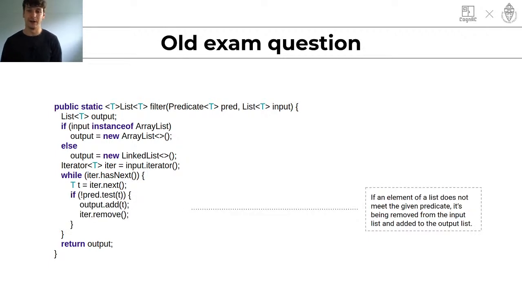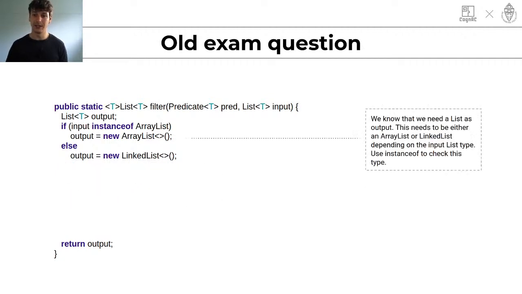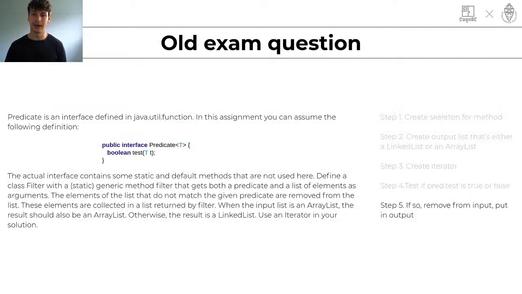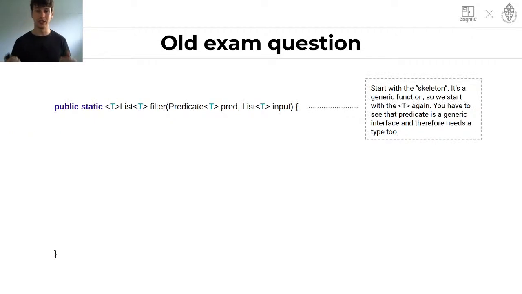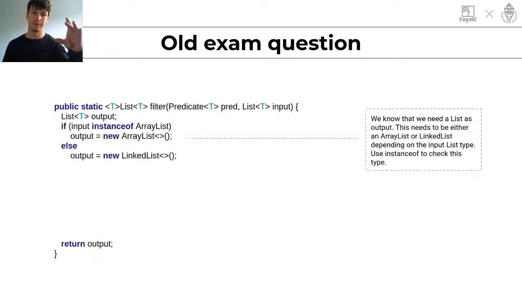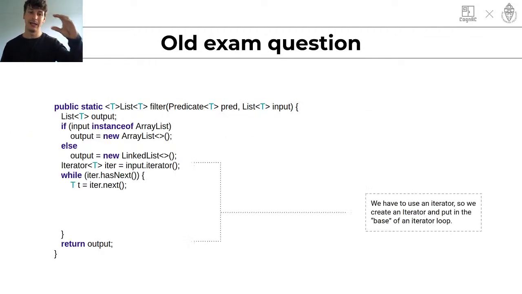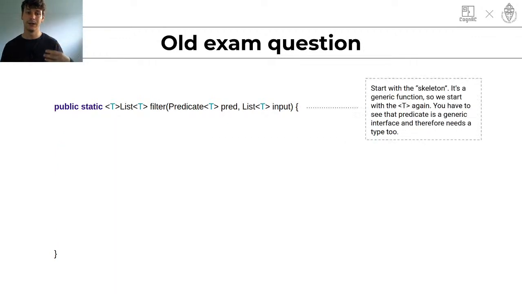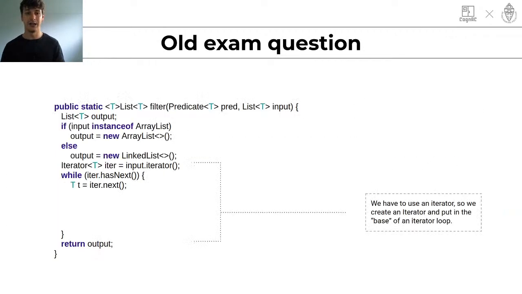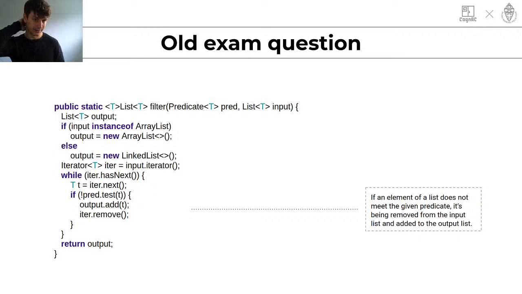And then the final part: if an element does not match the given predicate, add it to the output list, remove it from the input list. Okay, so basically, I had 5 steps here. I merged 2 steps together here, but basically I went step by step, implementing 1 step at a time that I have written down here, and that gets me to this solution at the end.